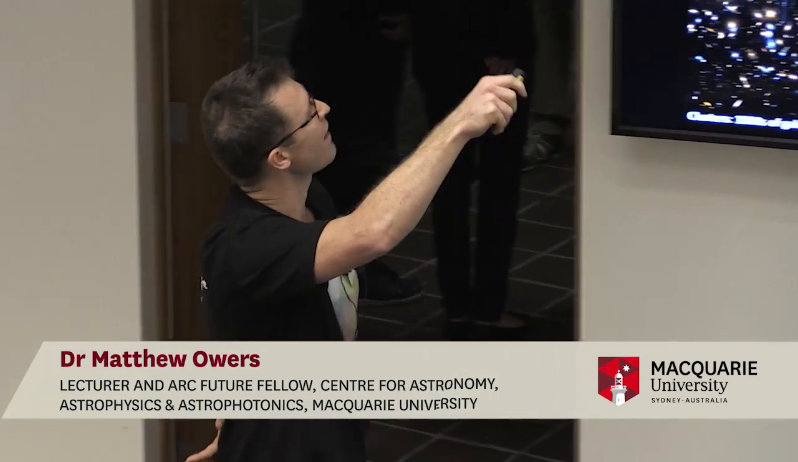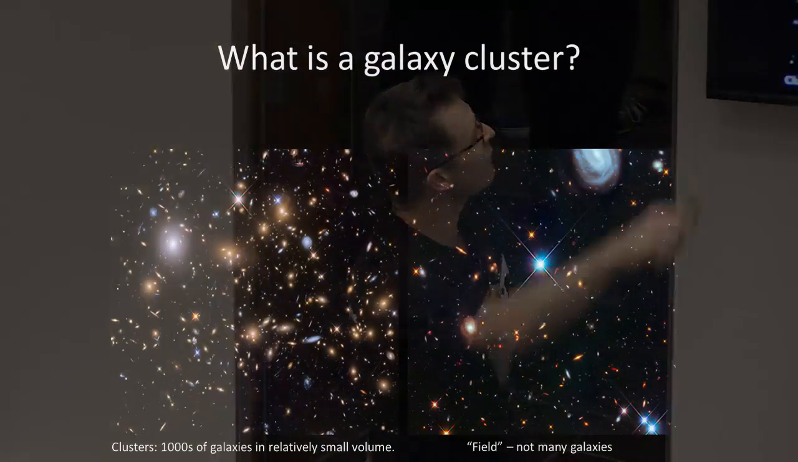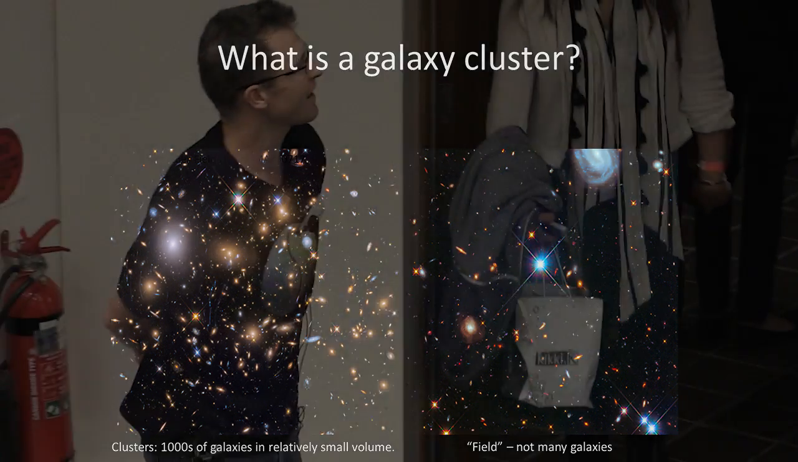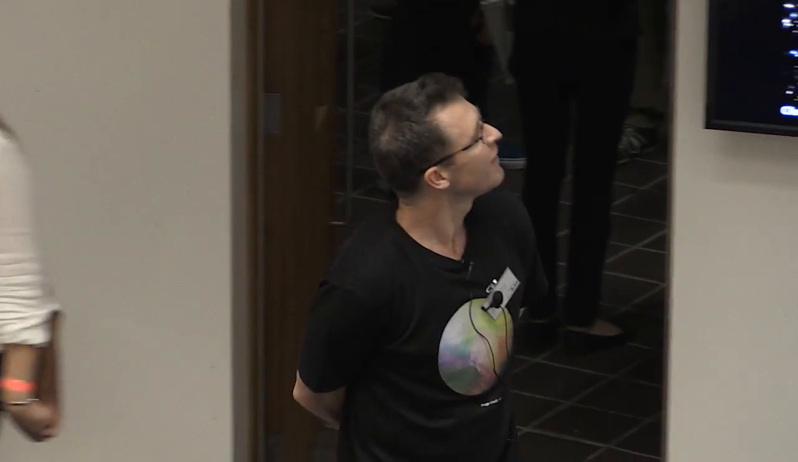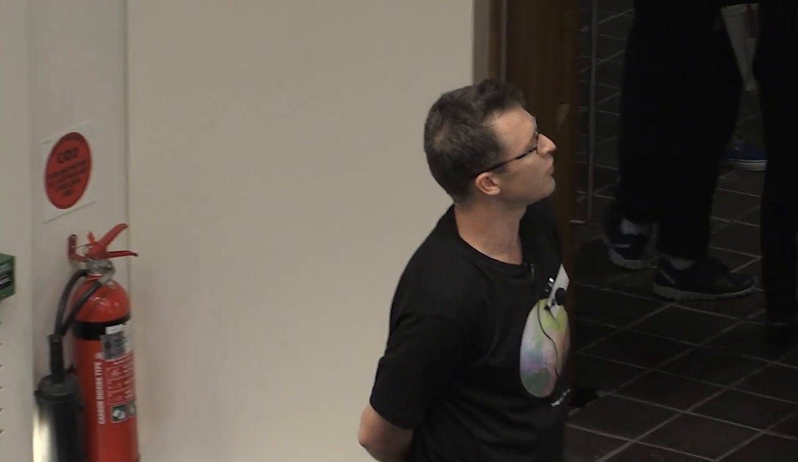Over here on the left we have a picture of a field containing a galaxy cluster, and on the right we have a picture of a field that doesn't contain a galaxy cluster. Already you can see there are many, many galaxies within this field of view. A galaxy cluster is exactly what the name says. It's a grouping of galaxies, hundreds to thousands of galaxies in a relatively small volume of the universe.